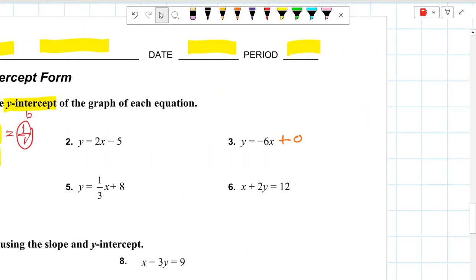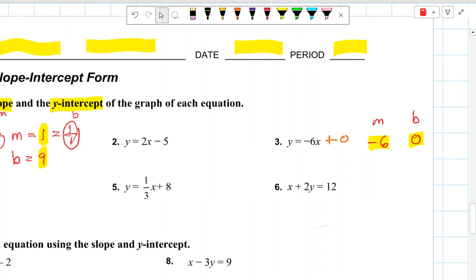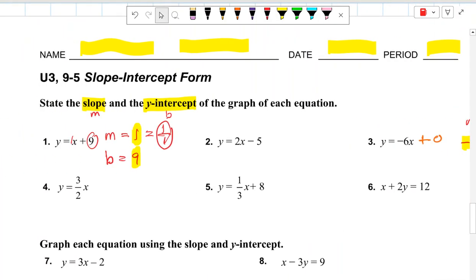Now let's go to 3. The slope here is officially negative 6. That's your m. And your y-intercept is officially 0. And that's what you would write into the form. Just negative 6 for the slope and 0 for b. On number 5, you're going to officially write 8 for b, the y-intercept, and you're officially going to write 1/3. And when you do that, if you remember in the forms, you do 1/3, and that means 1/3.